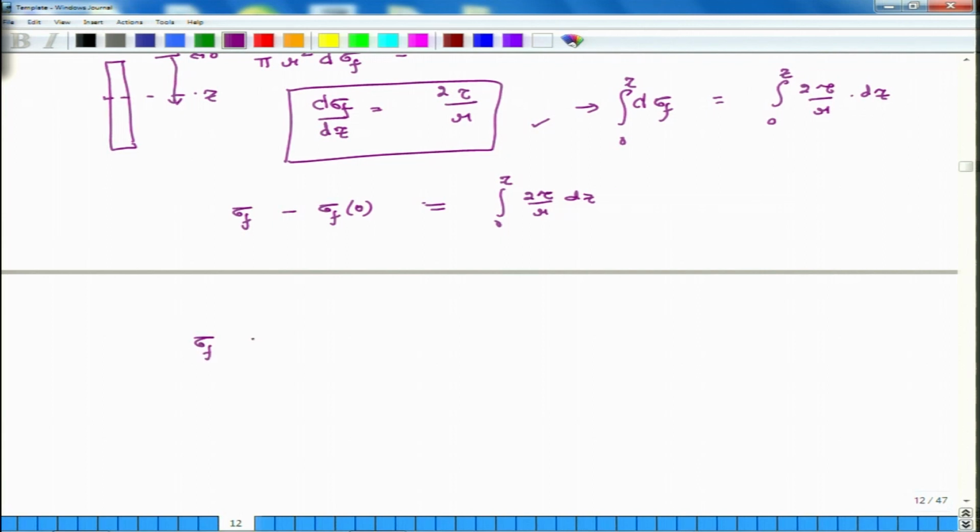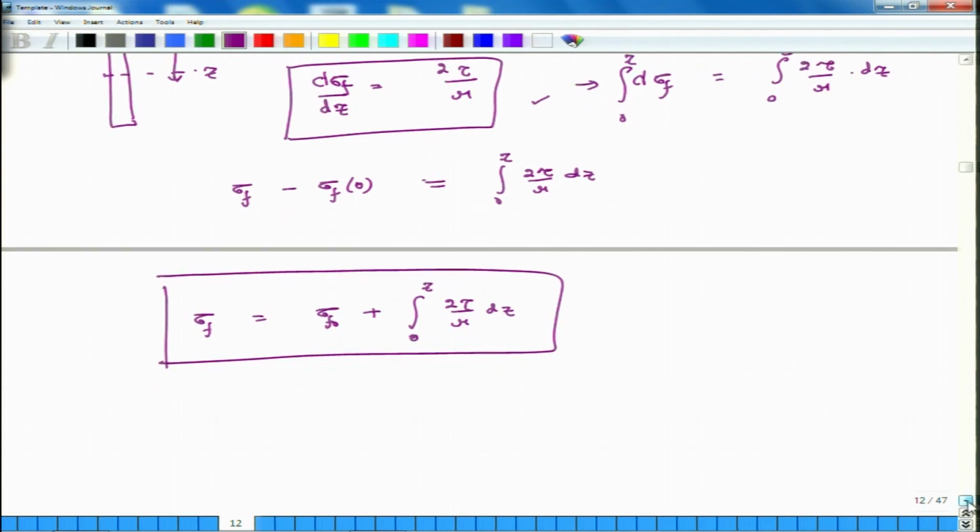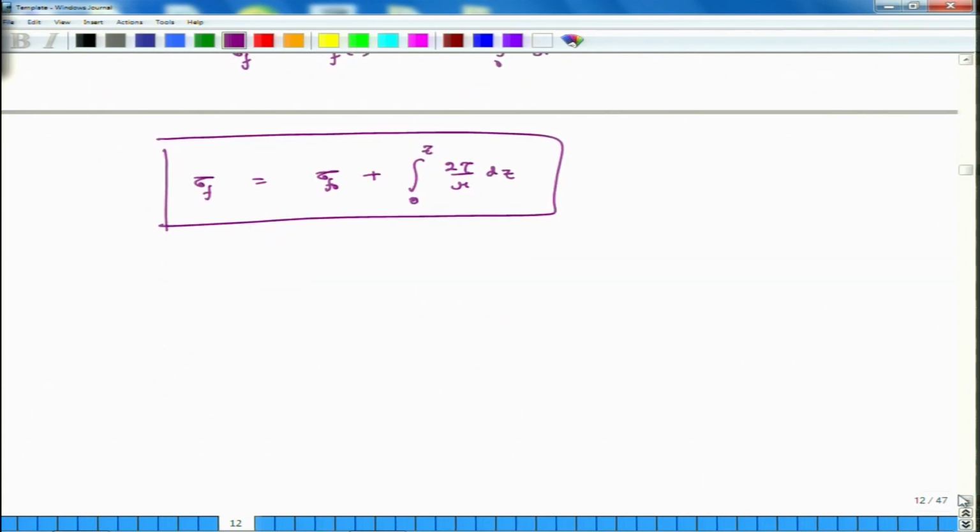So, sigma f is equal to sigma f naught plus the integral from 0 to z of 2 tau over r dz. We do not know how tau changes with z, so we cannot integrate it right away, because we do not know the dependency between tau and z. We cannot say that it is constant, it could be anything. So, what is sigma f naught? Sigma f naught is the tensile stress at the fiber tip.